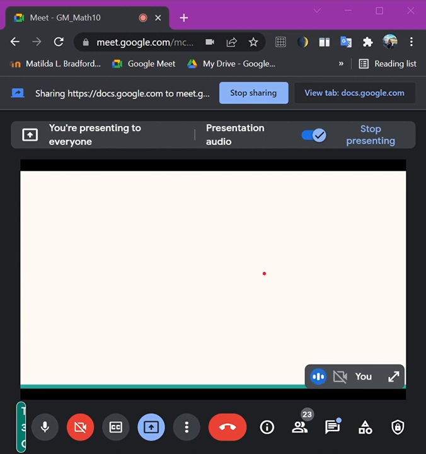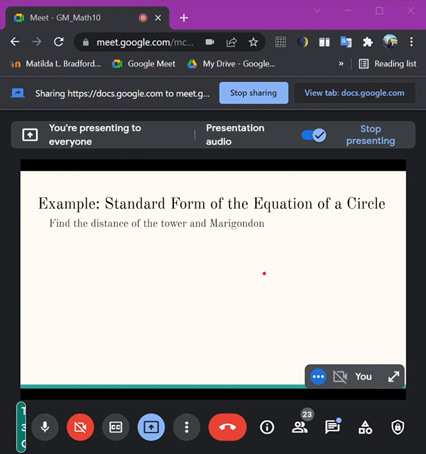So, here, we can use our previous lesson, which is we're going to find the distance of the tower and Marigondon. Okay, we do not have the measure of the radius yet, only that it is 12 kilometers. It was given as 12 kilometers, but we do not know the specific range from your cellular tower to Marigondon. Okay? So, we're going to use the distance formula. So, we have here the center is negative 6, 3. And then you have there your Marigondon coordinates, which is negative 2 and then 5.